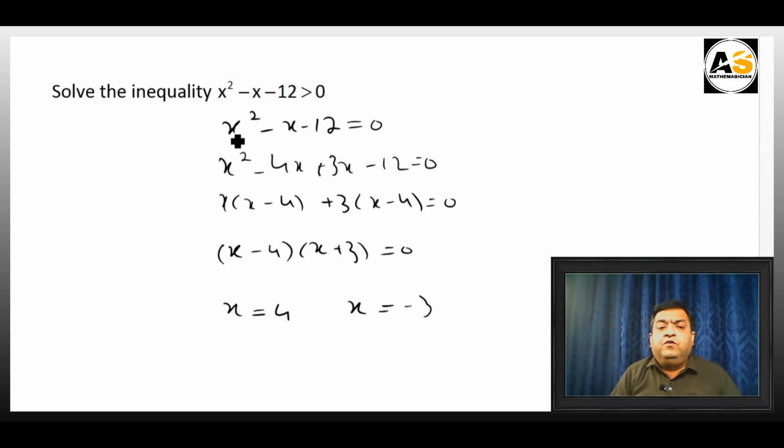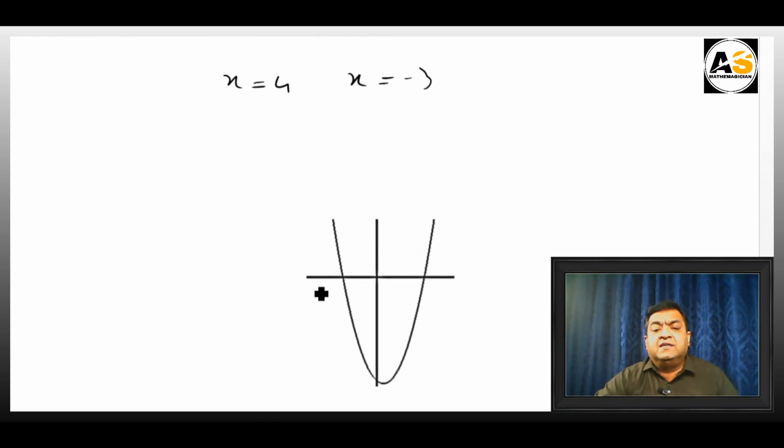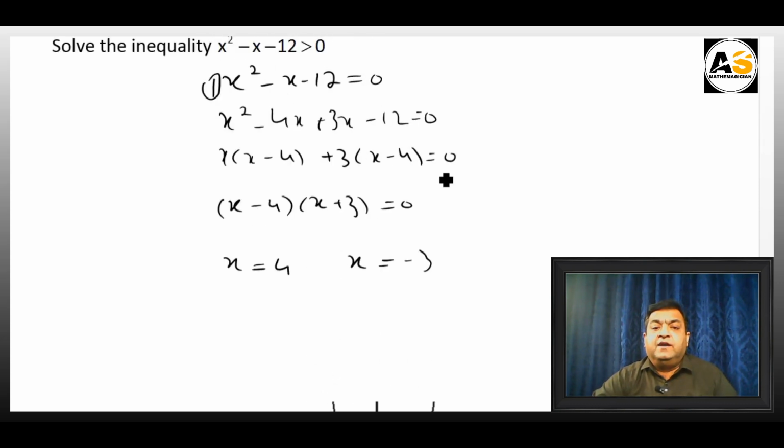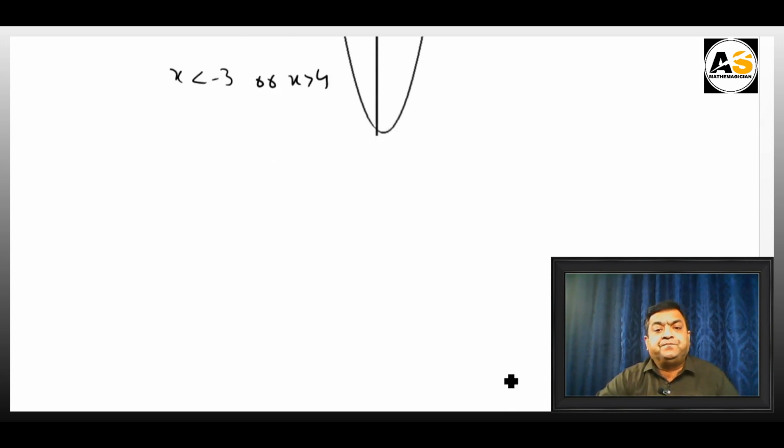Now first we find the roots, and then we decide what the type of the graph is. It is the first type because the coefficient of x square is positive. So this will be the graph with 4 and -3 as its roots. This root is 4, this root is -3, and what was the inequality? The inequality was greater than 0, and you can say that the greater than 0 graph will be above the x-axis. So our solution will be x is less than -3 or x is greater than 4. So this is our solution to this question.